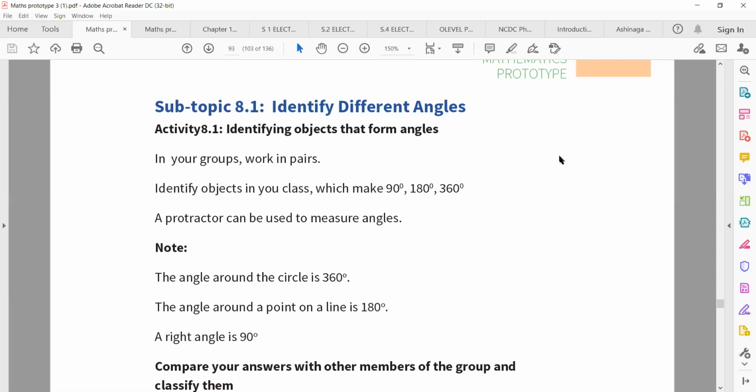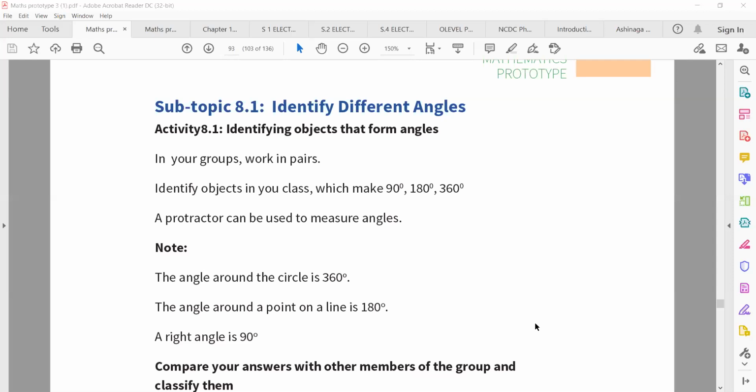Okay, thank you. Then Gladys. Gladys, unmute. Teacher, the corners of a table, they make 90 degrees. Okay, let's have some other angles besides 90. Charity, what do you have to say? Charity, unmute.